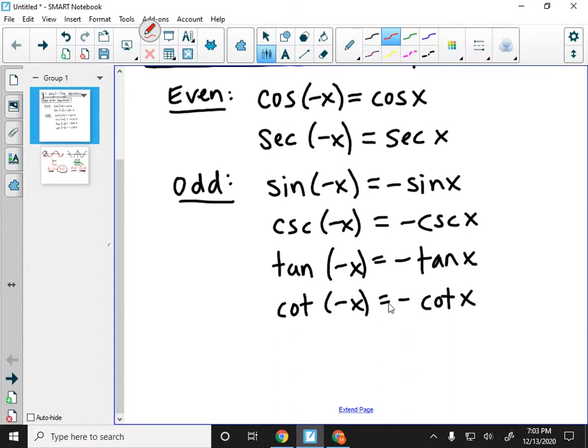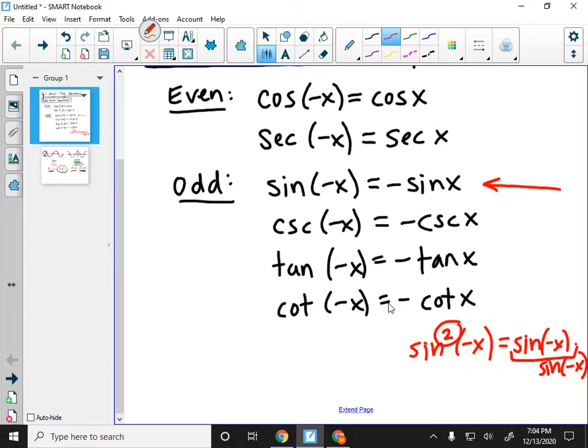If you happen to have a sine squared of a negative x, remember that really means sine of negative x times another sine of negative x. Don't write this down, just follow along here. Which means that I can't just take one negative out, because here it says that's going to equal a negative sine of x. That means for this first one, that first one is going to equal a negative sine of x. But then the second one is also going to be a negative sine of x. And a negative times a negative would be a positive, and sine times sine would be sine squared.